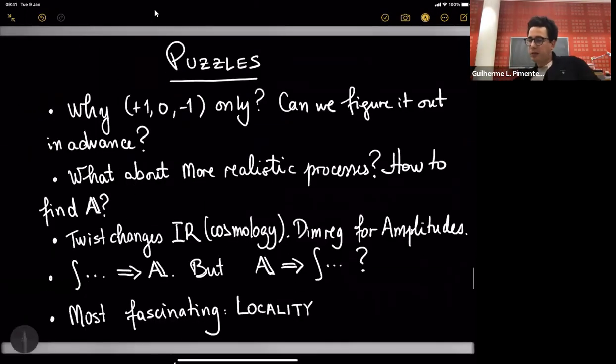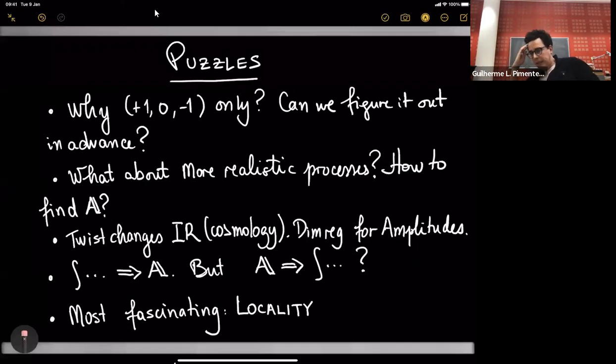So here are some puzzles. Why are the entries only plus 1, 0, or minus 1? This is a result of some brute force computation. And so this matrix A is a very useful object, and we can write down the answer straight away once we know A.